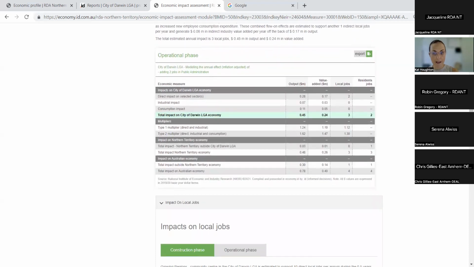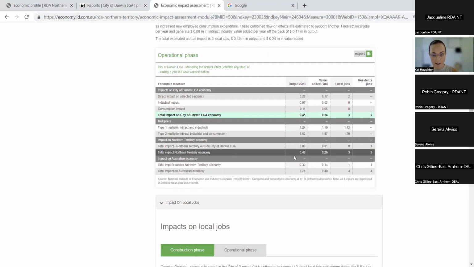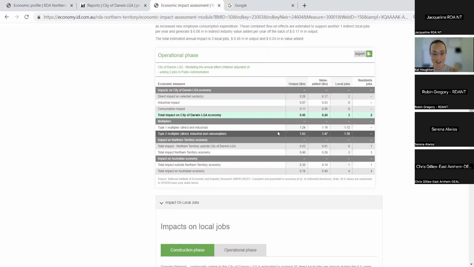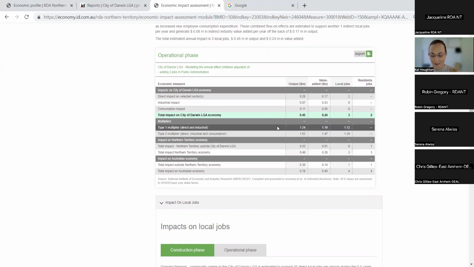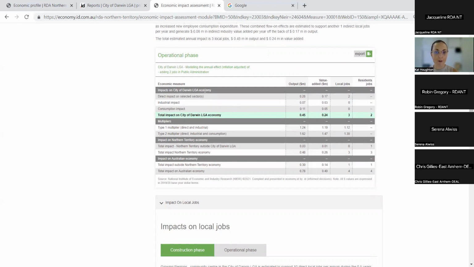Then when I've got my construction phase here, I just click it over and I get my operational phase. And I do the exact same thing. I look at my output. I can see my total impact on City of Darwin is 450,000. Okay, I've got my type 1 and type 2 multipliers, which they will never ask for. And the only reason we've got them there is just to show that difference, because grant agencies like it when you use multipliers that reflect your local area as opposed to your state.